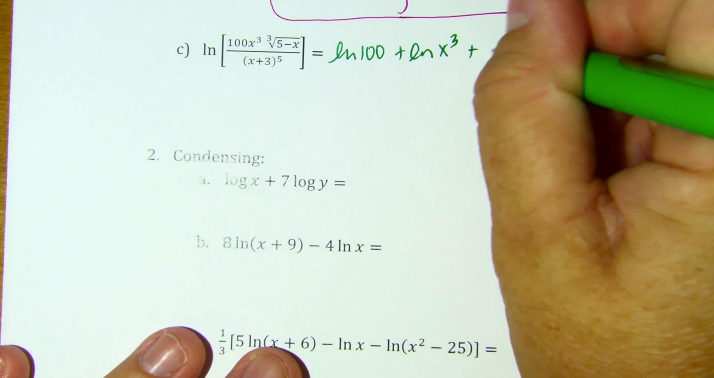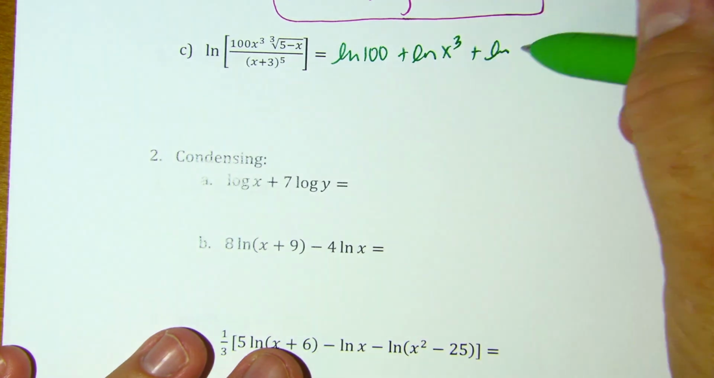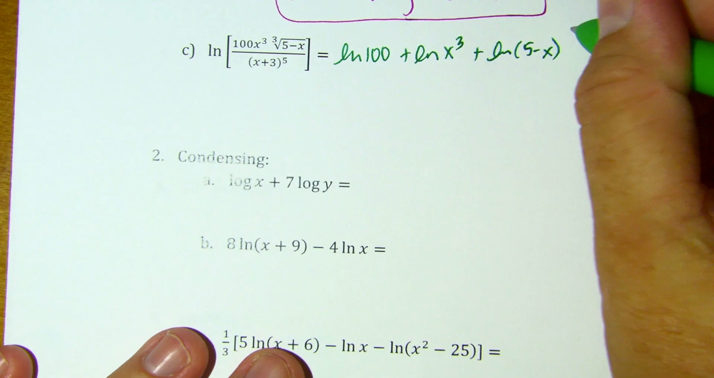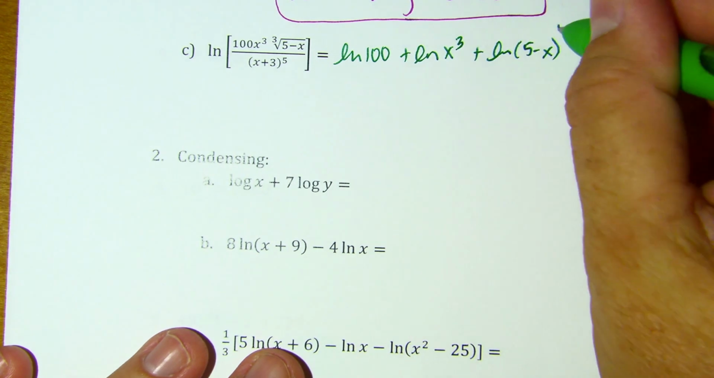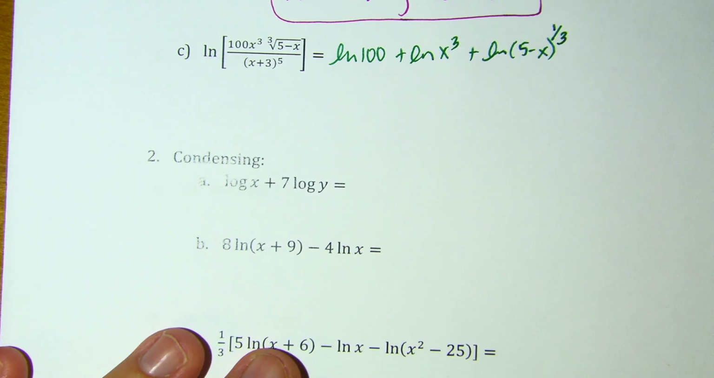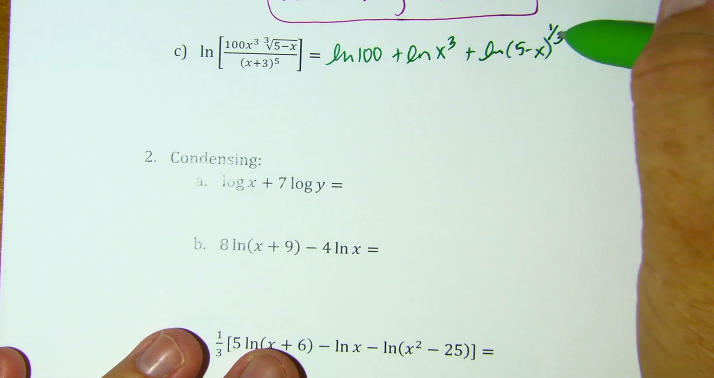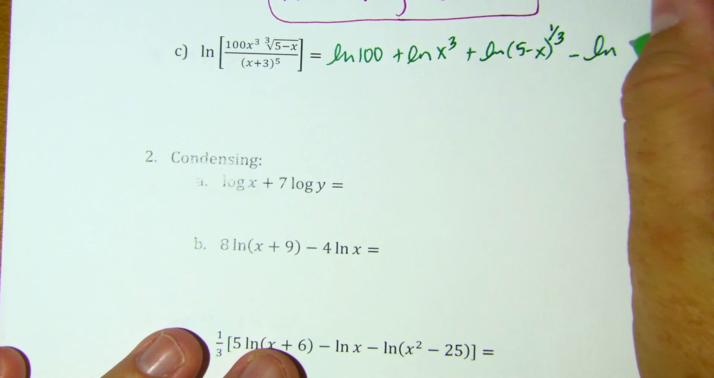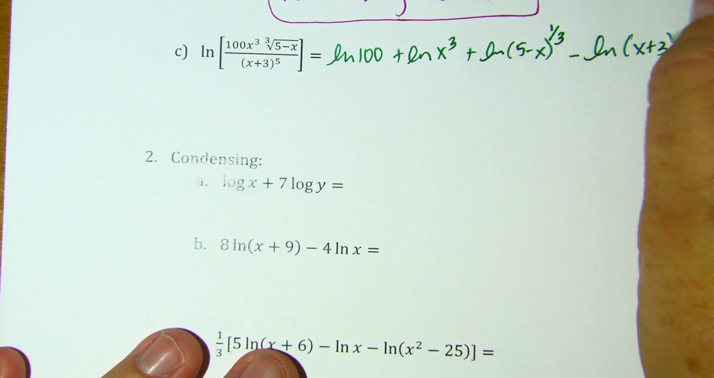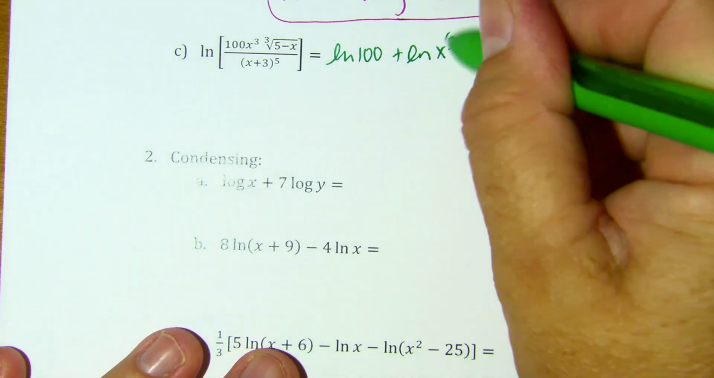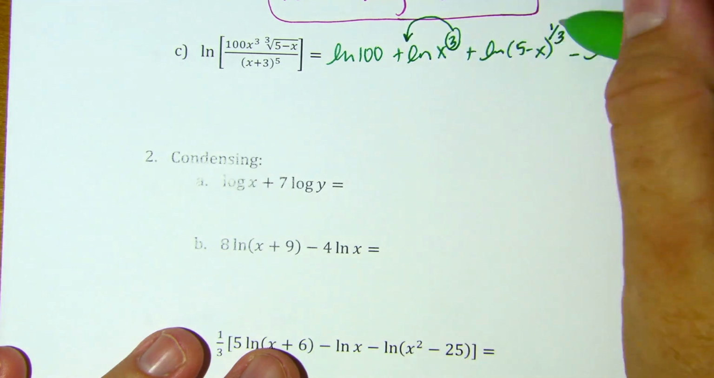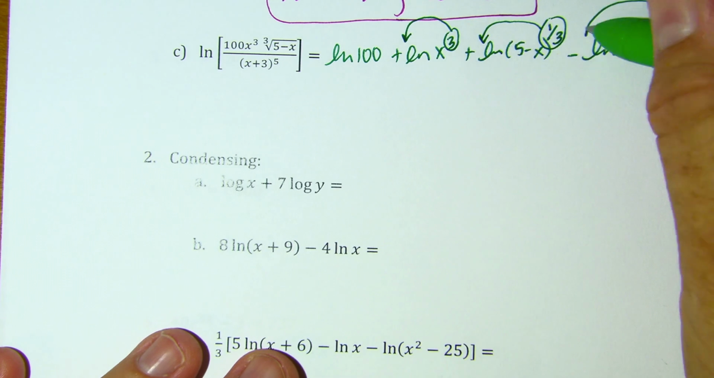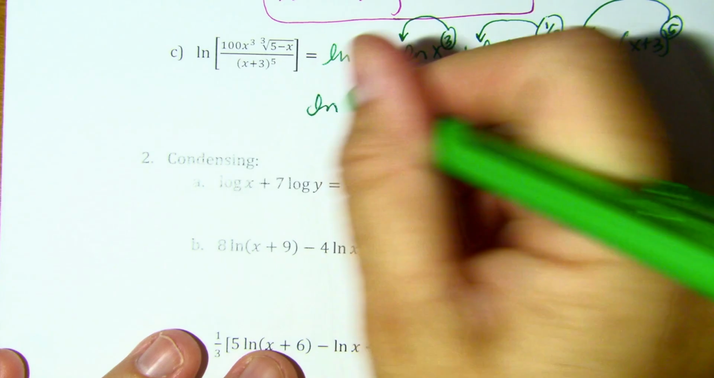And then plus natural log of, I could write the cube root of 5 minus x, but I'm going to change that instead of the cube root. That's the same thing as to the 1/3 power. And we're going to do it that way so that we can move that exponent out front. And then minus the natural log of x plus 3 to the 5th power. So the only thing I have left to do is bring those exponents out front.